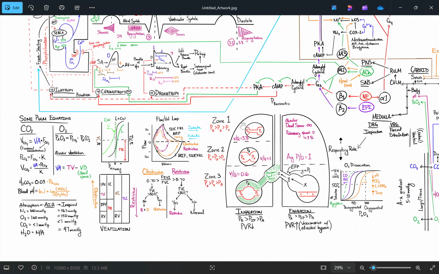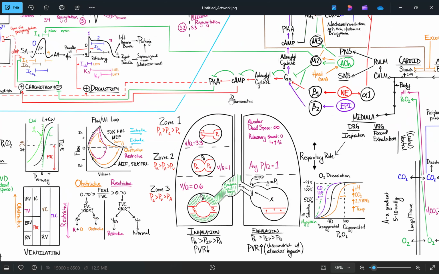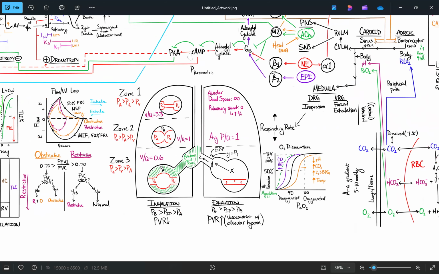So starting with the lungs, you have 3 different zones, zone 1, 2, and 3. And the reason they divide it into different zones is because there are different relationships between V and Q, also known as your ventilation and your perfusion. Ventilation being the exchange of gas with blood and perfusion being the flow of blood. So let's start with zone 1.